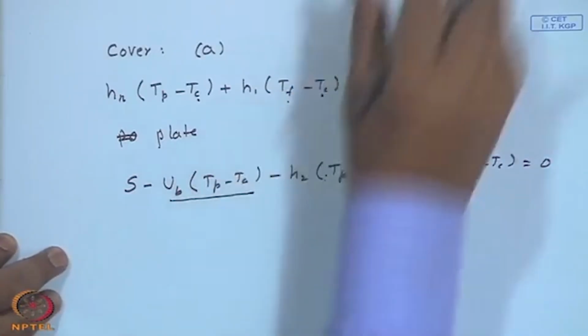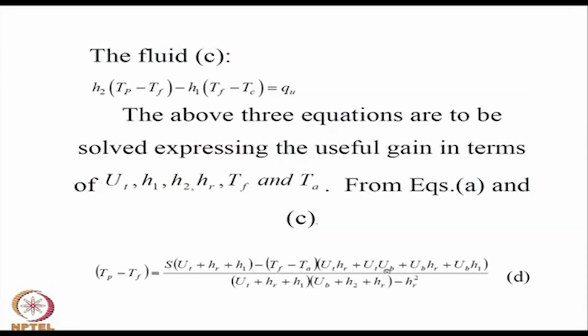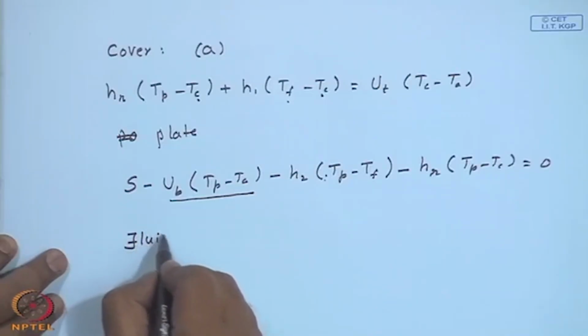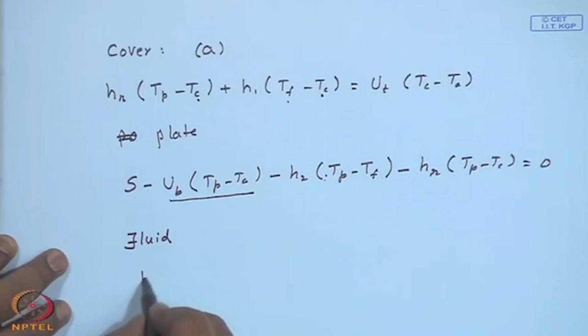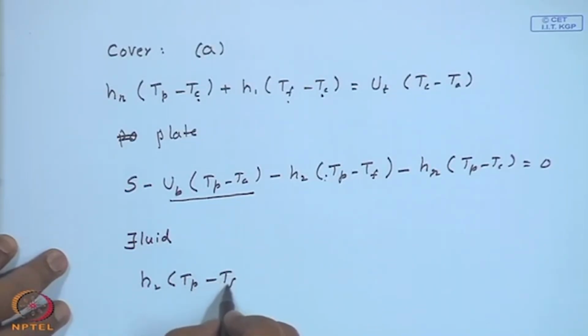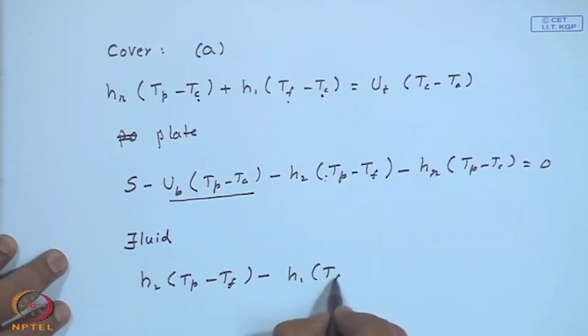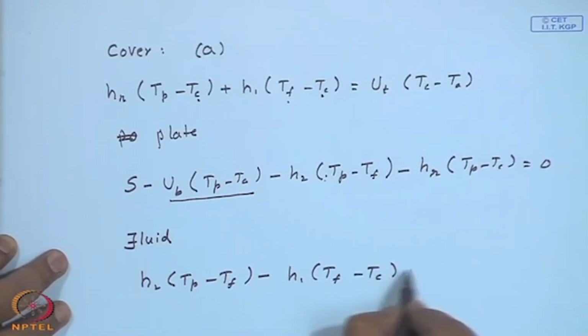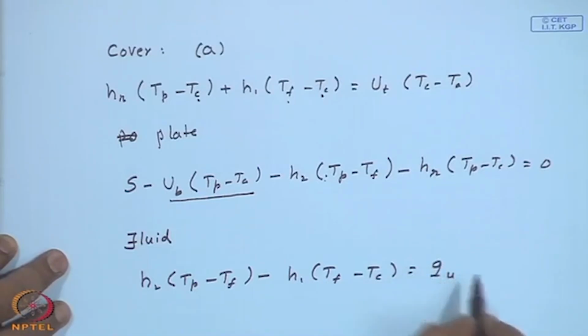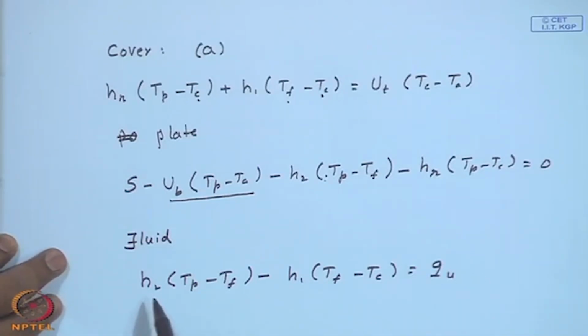Then the fluid: H2 times (Tp minus Tf) minus H1 times (Tf minus Tc) should be equal to Qu. So, this receives from the plate temperature Tp to Tf and loses from the fluid temperature Tf to the cover temperature Tc. That net should be equal to the useful energy gain Qu.